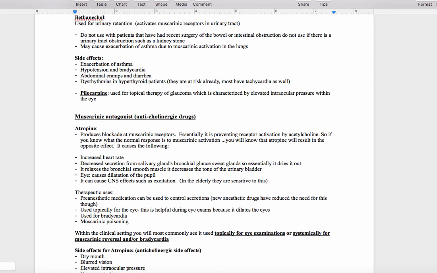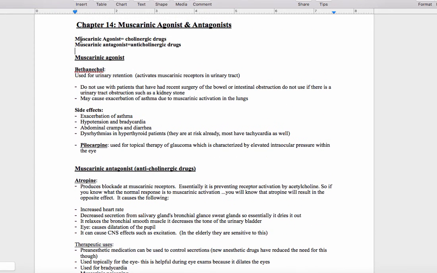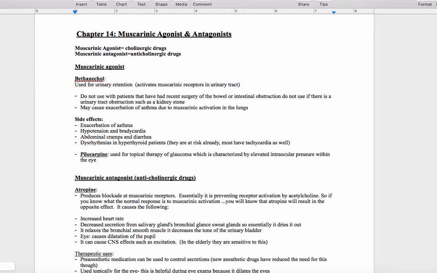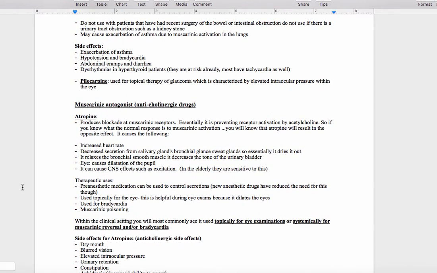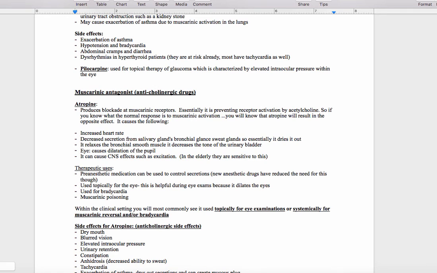So if you have a toxicity of any of the medications that affect the muscarinic system, or a muscarinic agonist, atropine would be a reversal agent for muscarinic poisoning. That's a relatively rare thing, but just so you know, that's what it's used for too. So in the clinical setting, you most commonly will see it used topically for eye exams, or systemically for muscarinic reversal or bradycardia. Sometimes if they need to bump up the heart rate more, especially if they're using epi during cardiac arrest, that's the other option, and it's usually one of the things they will have in a crash cart.